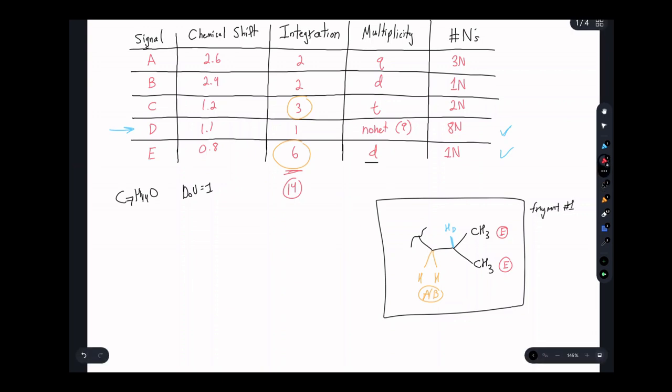Now, at this point, I like to revisit my doorways and see if I have any doorway signals left to understand. And what I see here is signal C. Signal C has an integration of 3, so let's draw that out. An integration of 3 is always going to be a methyl group. So, since it's a methyl group, there's only one way to go. What else do we know about signal C?